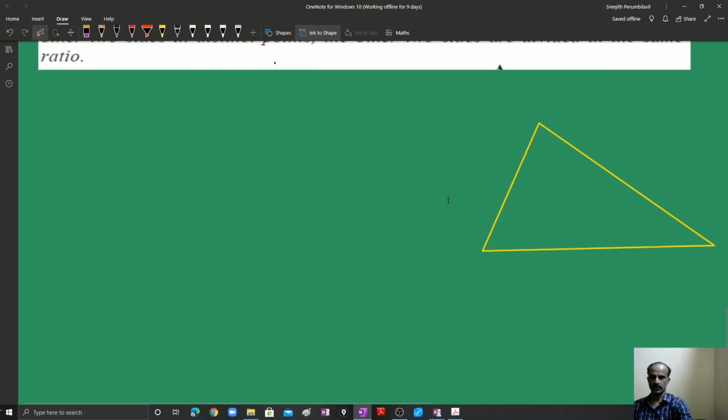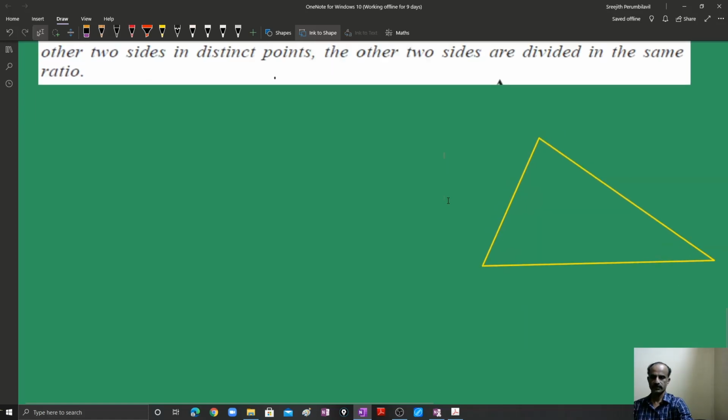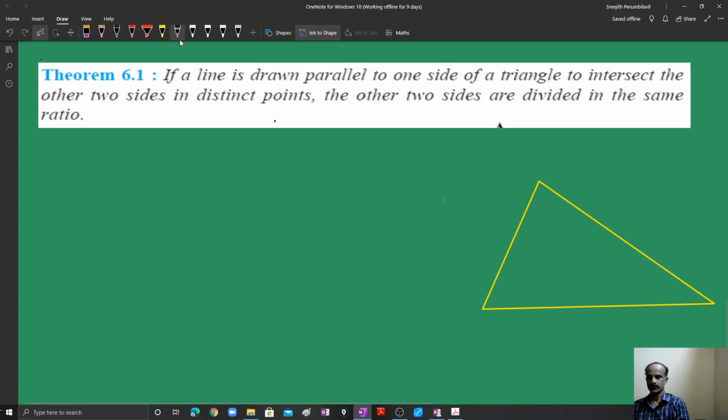Now the theorem part, the statement part is not required. Of course, we'll move it later. So in a triangle ABC, a line is drawn parallel to one side. I'll draw this over here. A line is drawn parallel to one side.